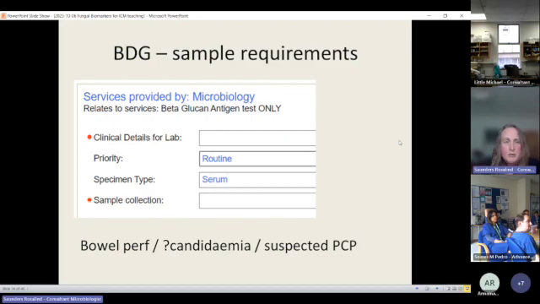In UHL, the ordering is beta-glucan antigen test only, so that's particularly for the Royal ITU population where you've got a bowel perforation.